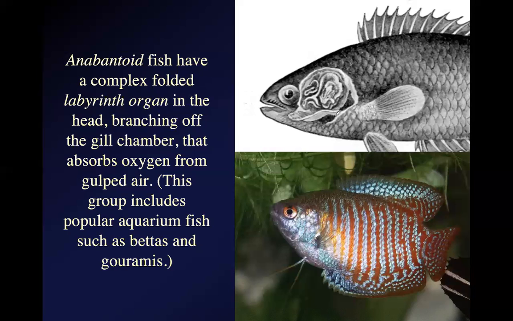Branching off the gill chamber, they have this very complicated folded chamber in the head. The folds give it a very windy shape. It's called the labyrinth organ because in cross section it looks a little like a maze. Those maze-like folds branching off the gill chamber give extra surface area and allow the fish to gulp air and absorb oxygen from it in the labyrinth. That's how bettas can survive.